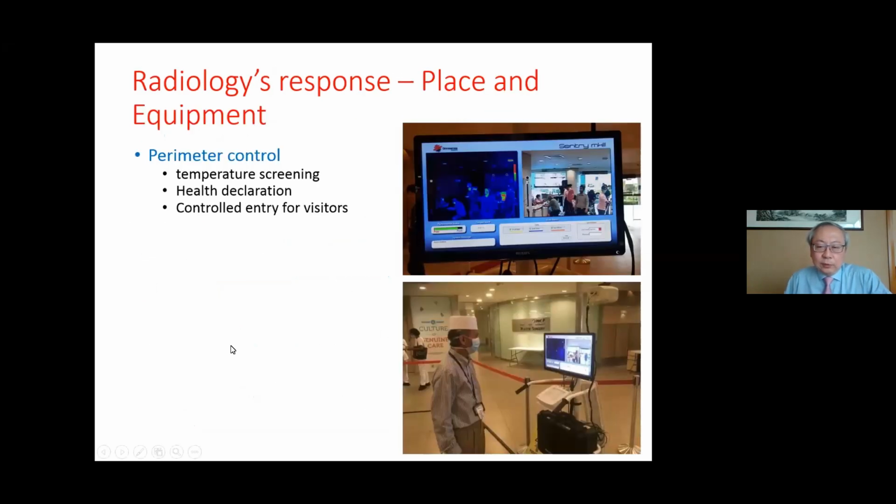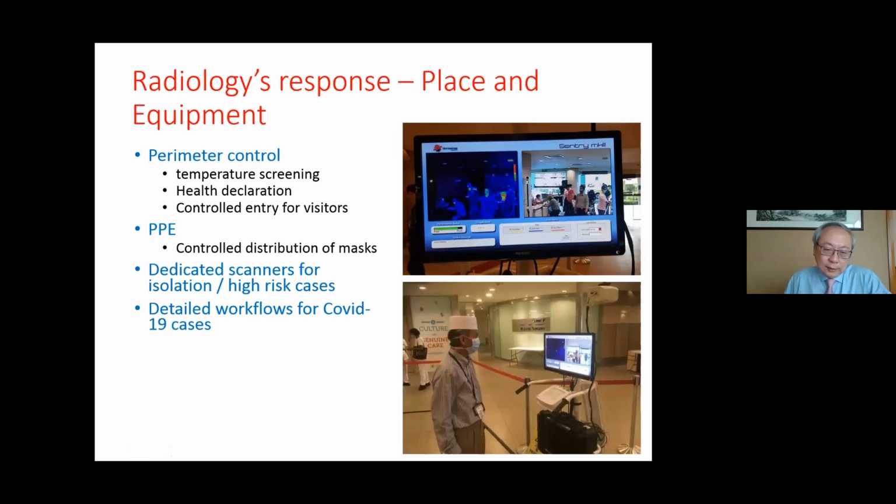Perimeter control, just like border control: we need to control the entry of visitors. Of note are the vendors, because they tend to travel around different parts of the world and visit different hospitals. So we have limited applications specialists and vendors coming into the hospital. In the early days, because of the shortage of surgical masks, we saw that our stock of masks got stolen. So now we have a controlled distribution of masks.